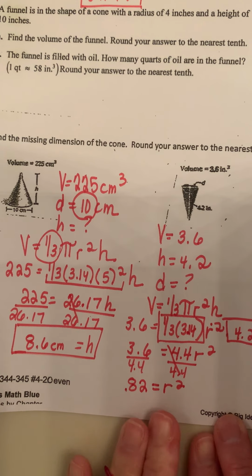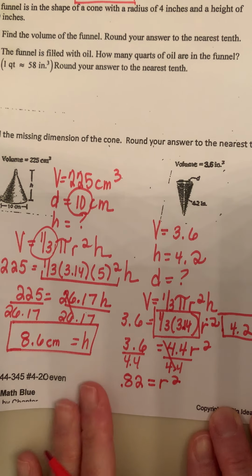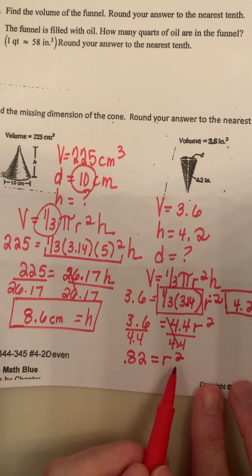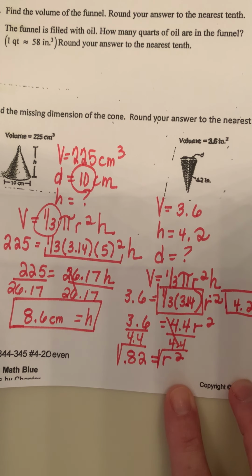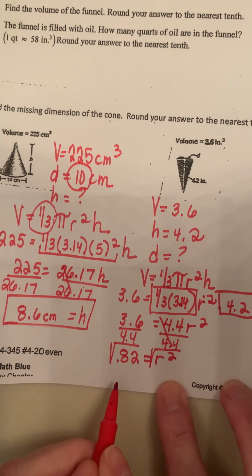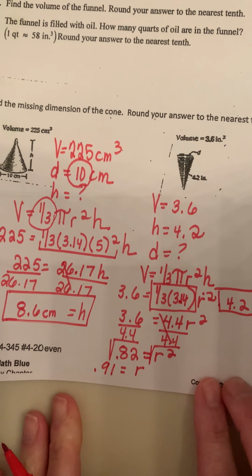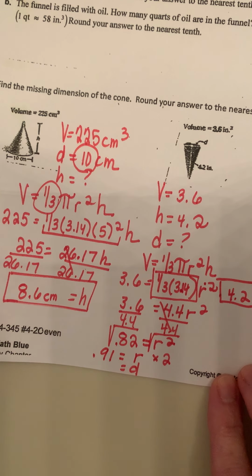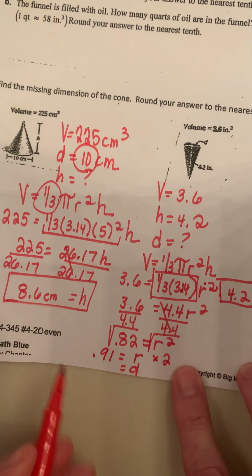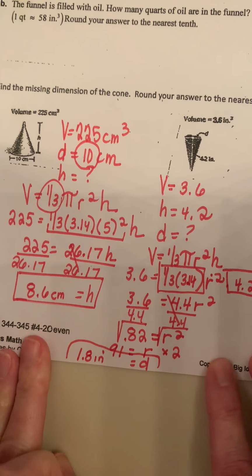Now we have to think back to our square roots. If I said 4, the square root of 4 is 2. What times itself gives you that number? So to undo something that's squared, we take the square root. So the square root of 0.82 is about 0.9. So r equals, it's like 0.91. But it's not asking us for the radius. It's asking us for the diameter. So remember, if you have a radius, you want to multiply 0.91 by 2, and then that will give you your diameter of 1.8 inches. So that there would be your final answer.